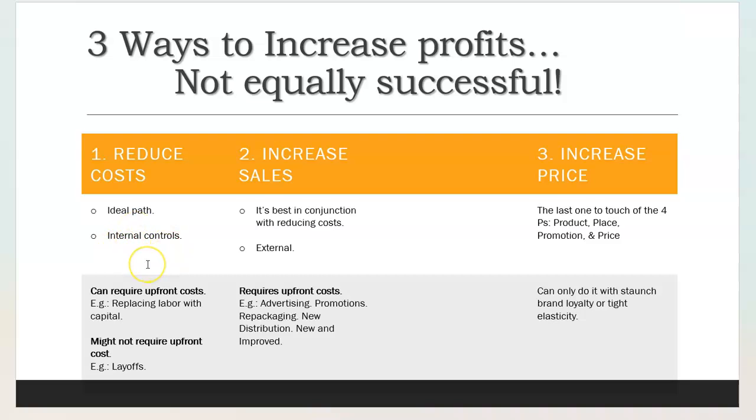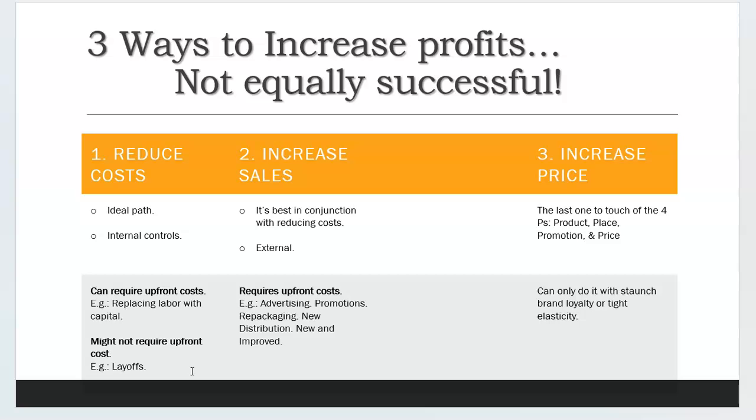Now, the other thing that's interesting about reducing costs is, if you notice here, I say can require upfront costs, might not require upfront costs. Not all the means of reducing costs require some sort of initial investment. Now, if the company is doing something like replacing labor with capital, they're automating, or they're using, increasingly, artificial intelligence, yes, there's going to be an upfront cost. No two ways about it. But if they're doing something like laying people off or swapping out one part of their raw materials with another, cheaper parts, those might not actually lead to upfront costs.